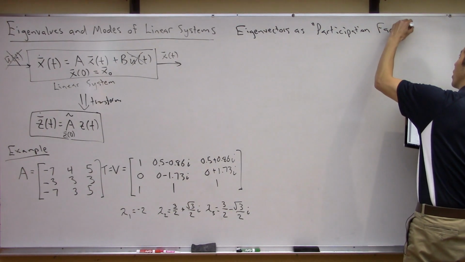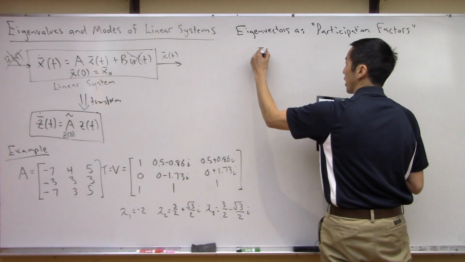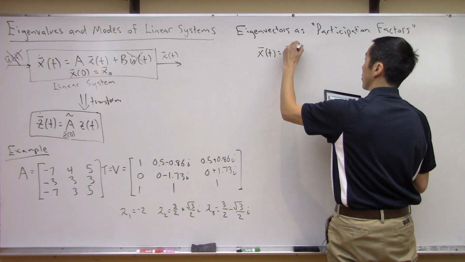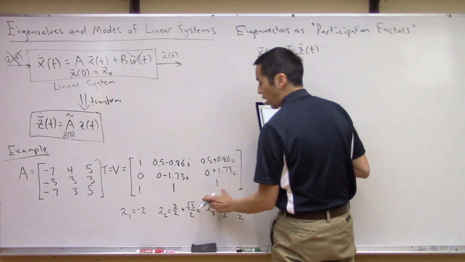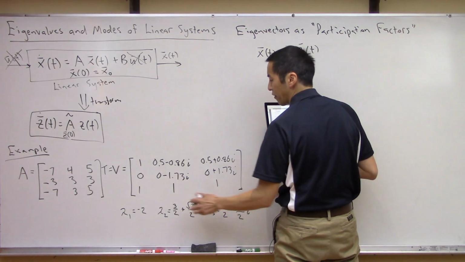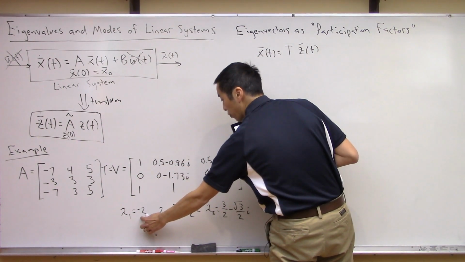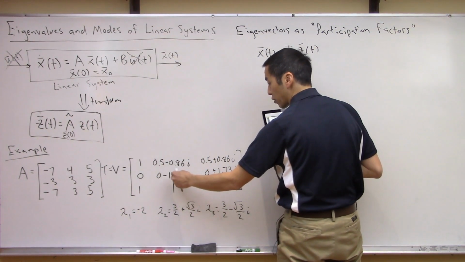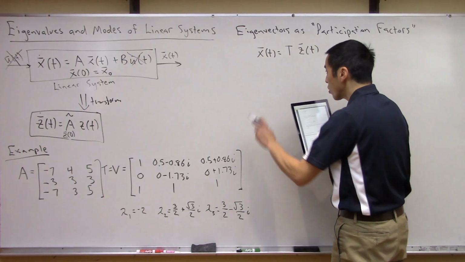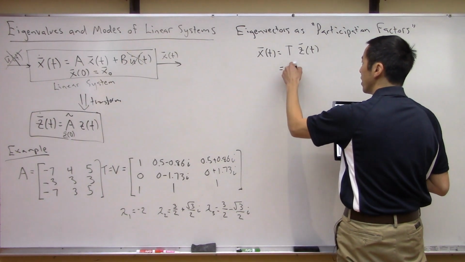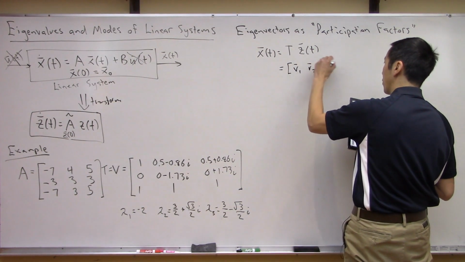The reason I'm going to call it this is because if you recall our similarity transformation, x of t was T times z of t. And remember, our T matrix was this thing down here, which was basically a matrix of the eigenvectors in column format. This was the first eigenvector associated with this first mode. This was the second eigenvector associated with this eigenvalue, which is a mode, etc. So why don't we just substitute that in? This T matrix is nothing more than v1, v2, and v3.